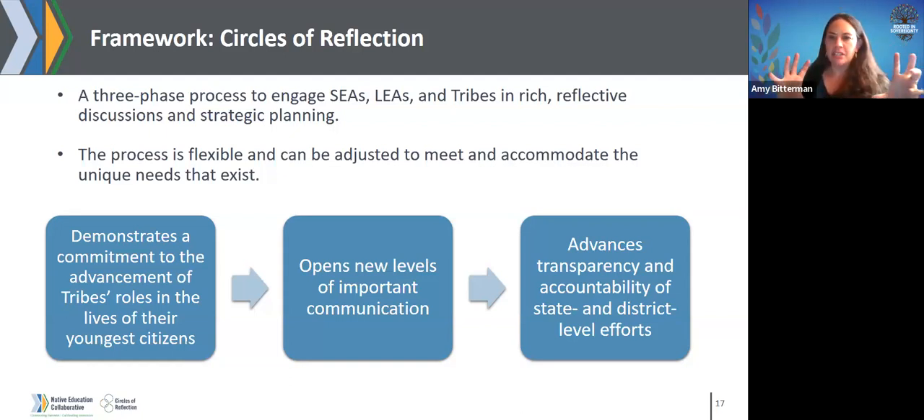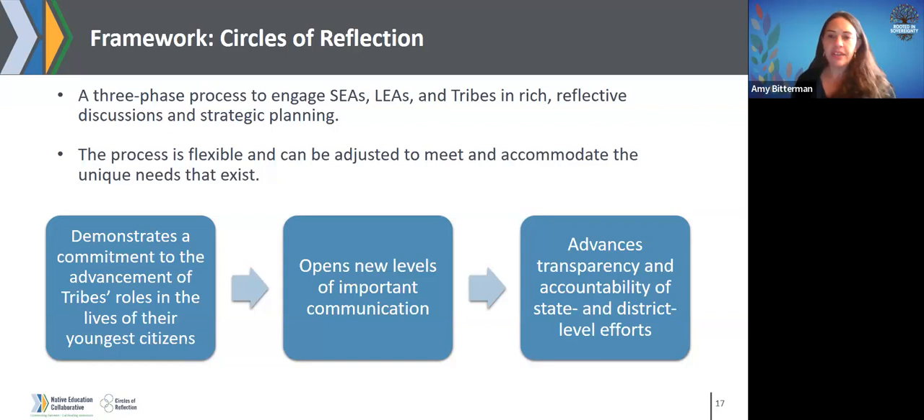It's a 3-phase process, bringing together, not exclusively, but with the focus on the state education agency, the districts within the state that are serving larger numbers of Native students, as well as the tribal education agencies, to have these rich, reflective discussions and also do some strategic planning.